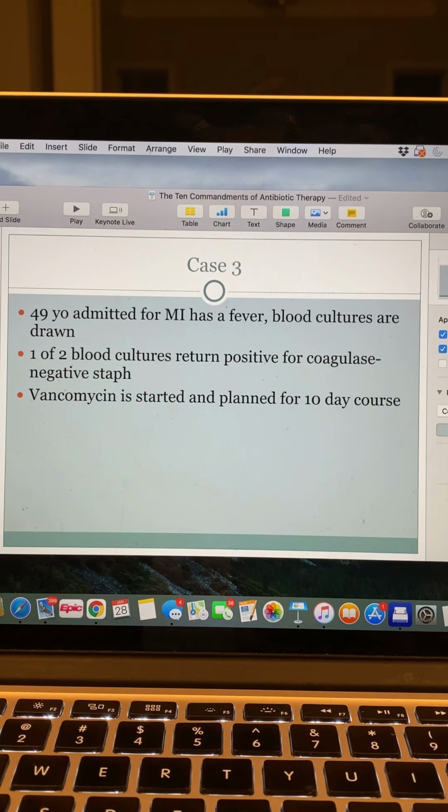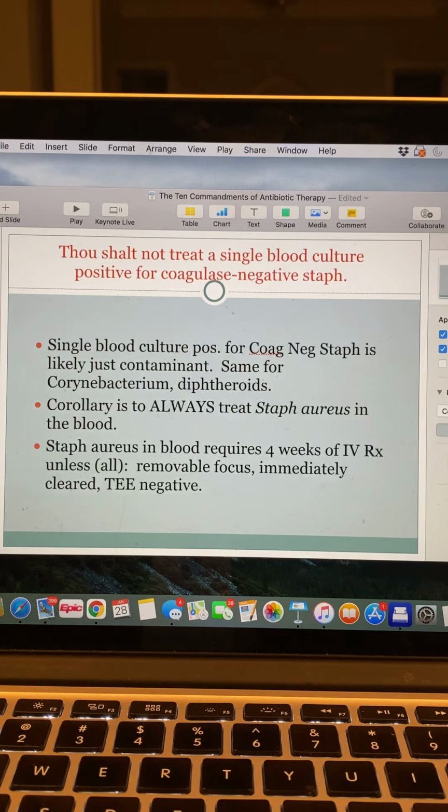Move on to the third case, a 49-year-old admitted with MI. Blood cultures are drawn. 1 out of 2 blood cultures are positive for coag-negative staph, and vancomycin is started. Please remember that coag-negative staph in a single blood culture is usually a contaminant. It's a skin flora, just like Corynebacterium or diphtheroids. A single positive blood culture for coag-negative staph is usually a contaminant.